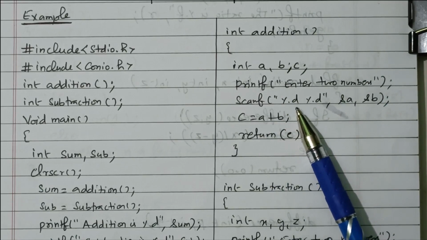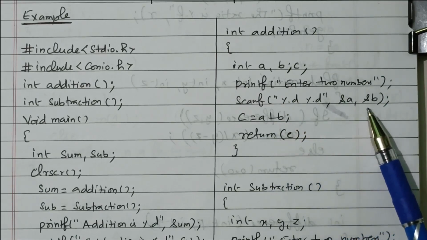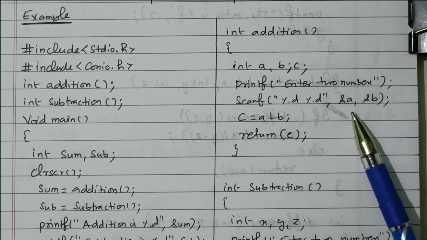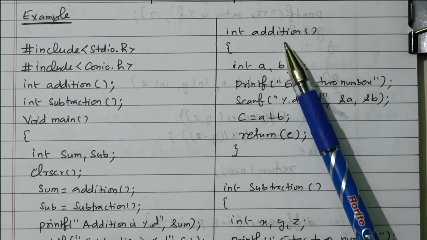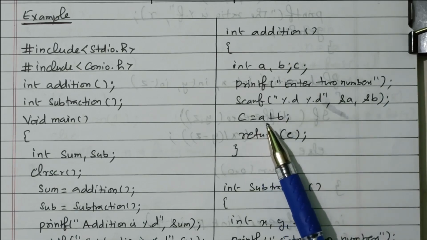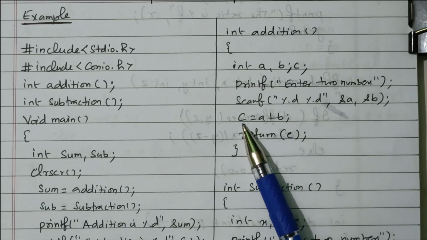Percentage d indicates the integer value. And &a and &b mean the address of a and the address of b. The entered numbers will be stored at the address of a and the address of b. So our aim is to add these numbers. So c equals a plus b. Two numbers are added and stored in variable c.